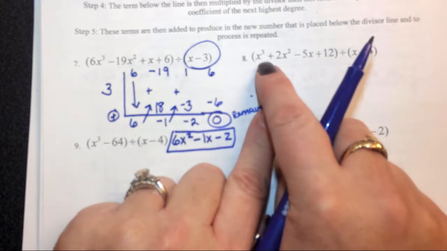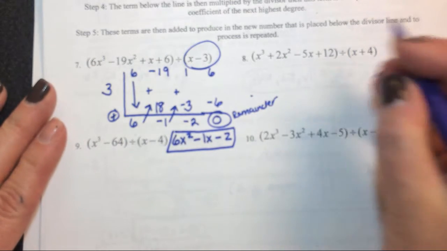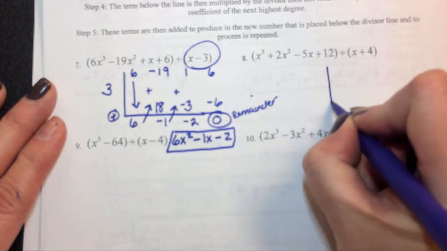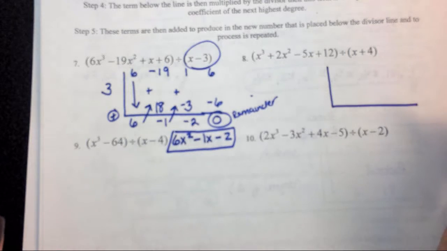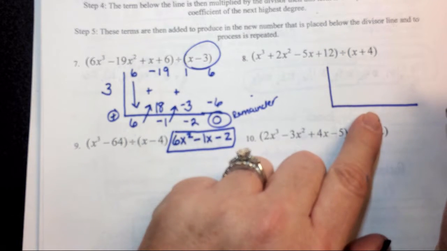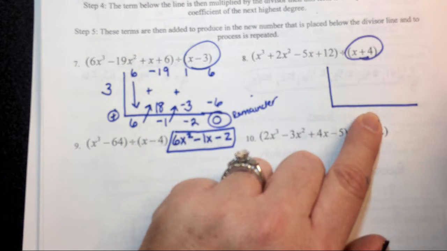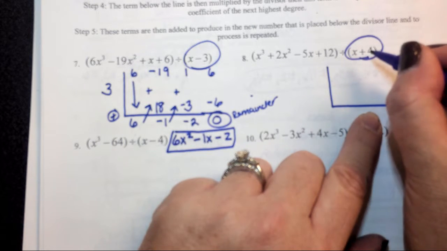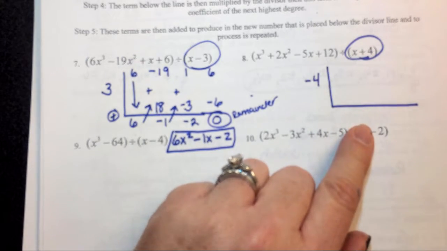Let's look at number 8. X to the third plus 2x squared minus 5x plus 12. We're dividing it by x plus 4. So again, we can use synthetic division since I'm dividing by a 1x plus or minus a number. So set up my half rectangle. Again, x plus 4 is the factor. What 0 comes from the factor? What's the 0 that would come from x plus 4? Negative 4. That's what goes on the outside of my rectangle.